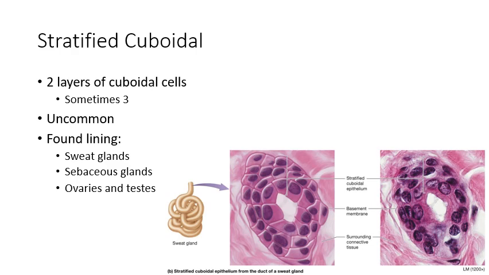You would find it lining certain glands, prominently your sweat glands and sebaceous glands, which are the glands in the skin that manufacture sebum, which is the oily substance that coats your skin to keep water in your body. You also find stratified cuboidal epithelium lining the ovaries and the testes.